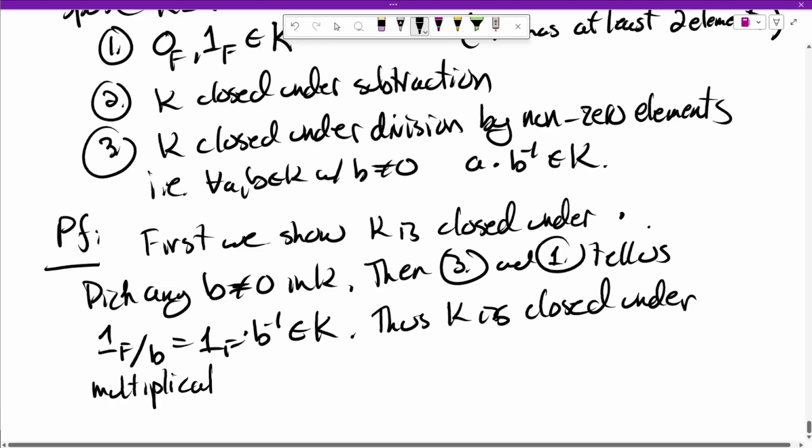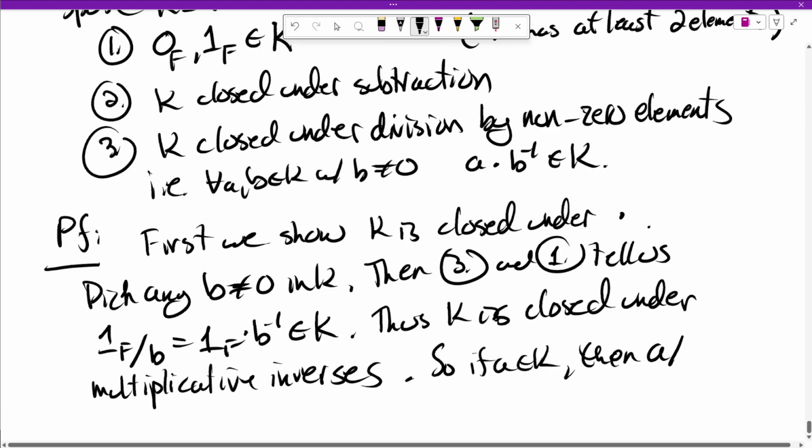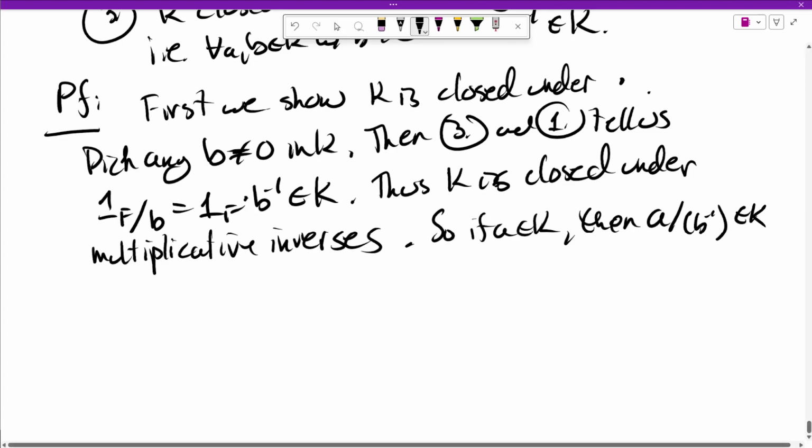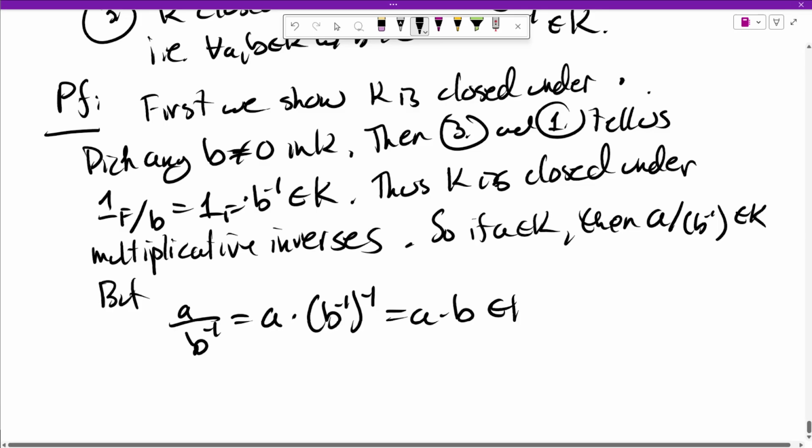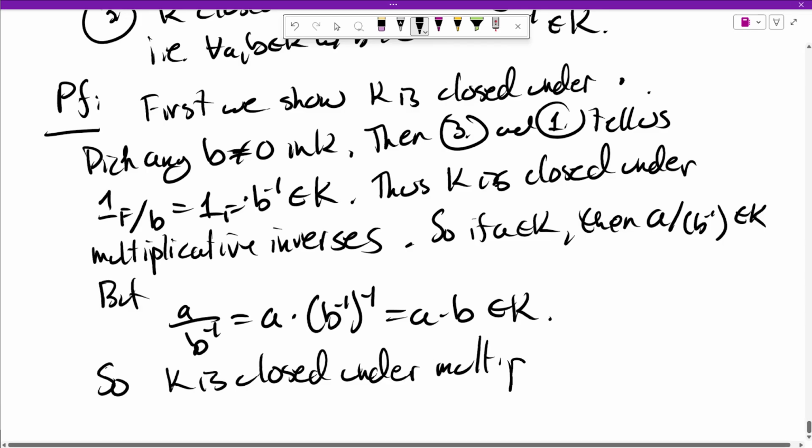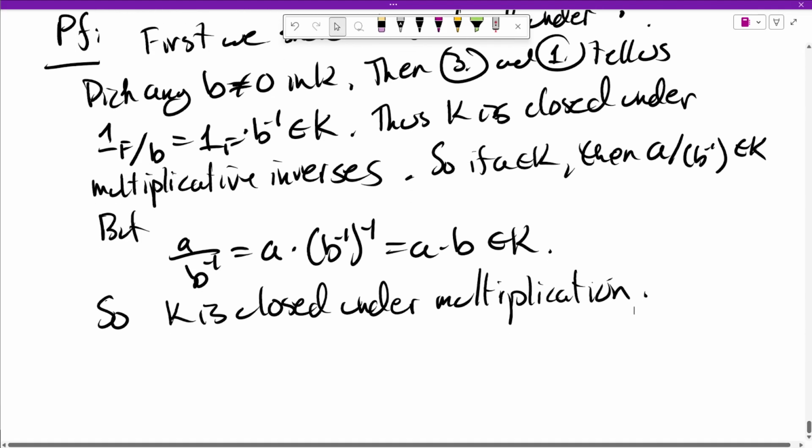Great. And now we're going to do the same trick we did when we did the subring test. If A is any other element, then A divided by B inverse is also in K. But A divided by B inverse is, by definition of division, A times B inverse inverse, but the inverse inverse is just B, so this is AB. So K is closed under multiplication. Now we know that K is closed under multiplication. So by the subring test, because F is a field, in particular it's a ring, K is a subring of F.